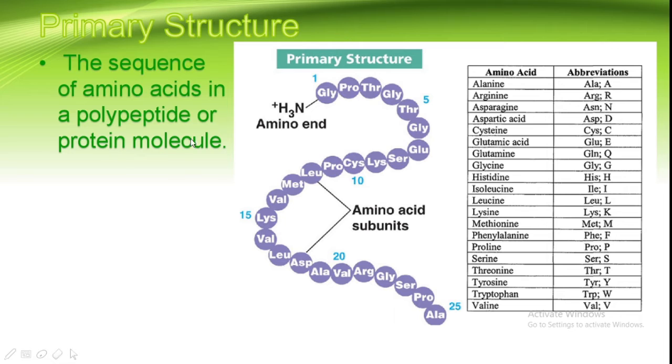The sequence of amino acids in a polypeptide or protein molecule is the primary structure. The NH3 group is going to be the amino end. If you observe, this is just like beads connected with each other, just like a necklace. These are the amino acid subunits. What type of combinations are there? On the right side are the amino acids, and their abbreviations are also given. These are alanine, arginine, asparagine, aspartic acid, cysteine, glutamic acid, glutathione, glycine, histidine, isoleucine, leucine, lysine, methionine, phenylalanine, proline, serine, threonine, tyrosine, tryptophan, and valine. These all are the amino acids, and in a special type of symmetry, they are connected with each other, just like beads. When they are arranged in this sequence, this is called the primary structure of the protein.